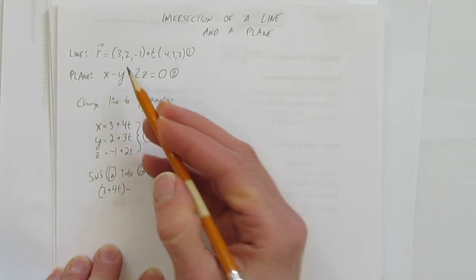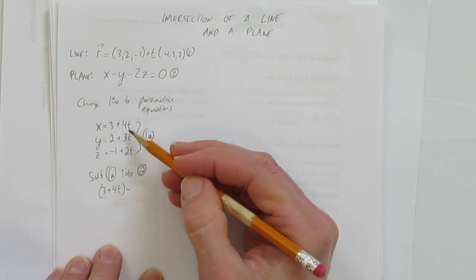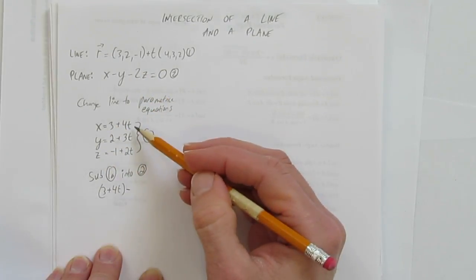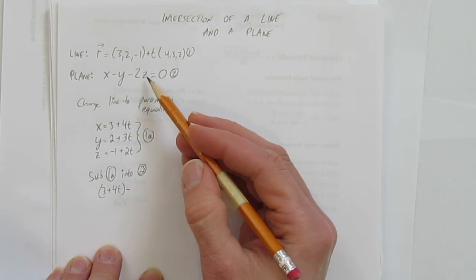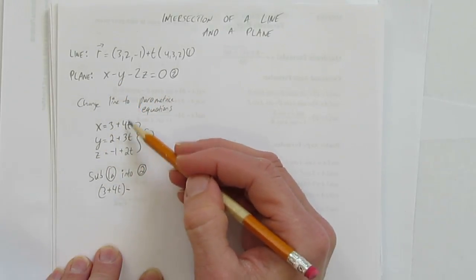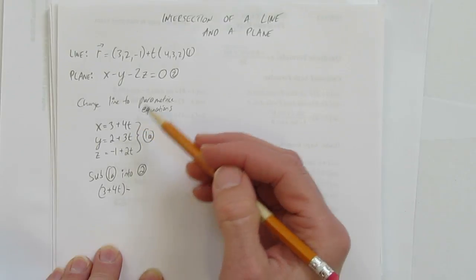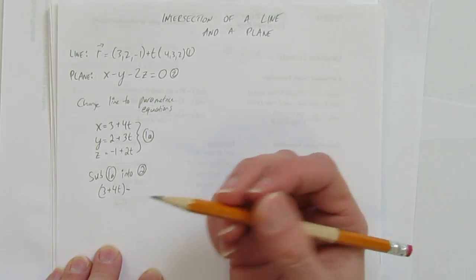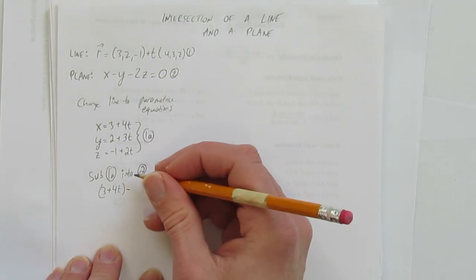We're doing that because wherever these intersect, both equations have to be true. That is, this equation and this equation have to be true. So this x has to be true for this x. In other words, 3 plus 4t can go into x because it represents the same spot if they indeed intersect, which we hope they do.